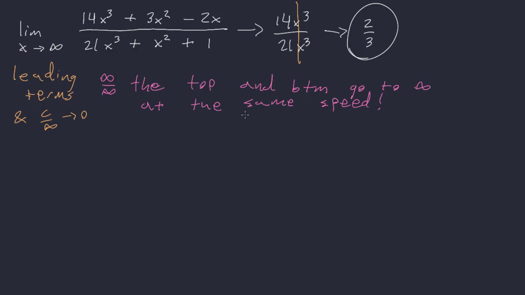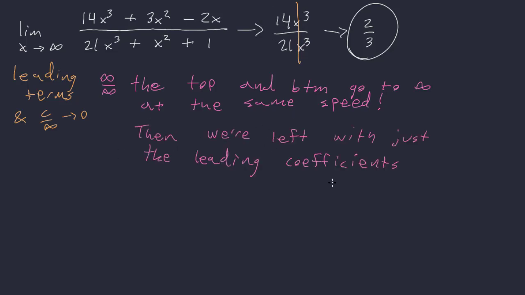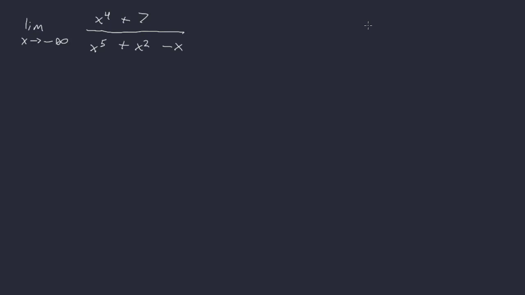All right, so top and the bottom go to infinity at the same speed, meaning that they cancel each other out when they're dividing, and then we're left with just the leading coefficients, and then the fraction that they create, because all these other terms are just going to disappear, and then we're left with just what's in front of the leading terms, because it all cancels out. All right, let's look at another example.